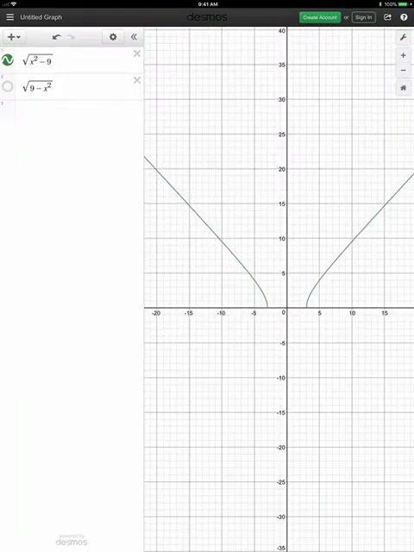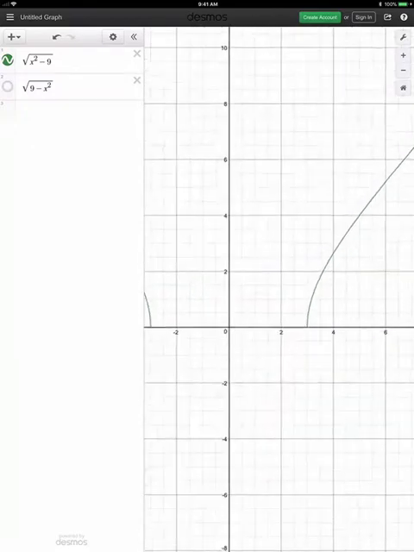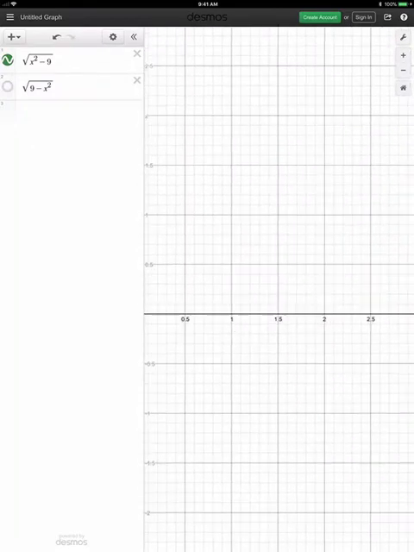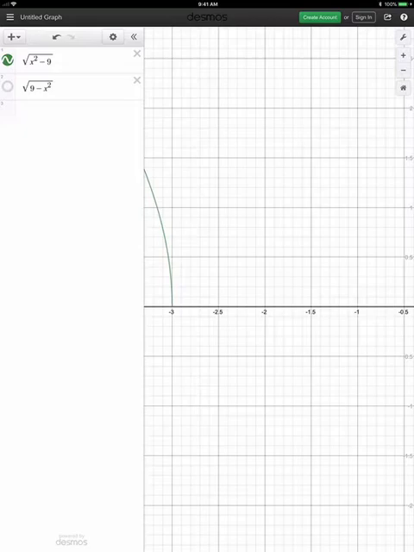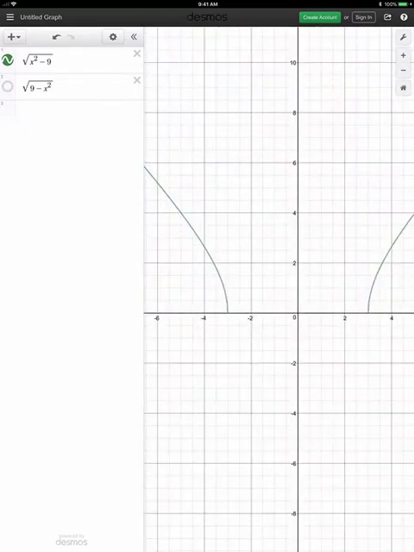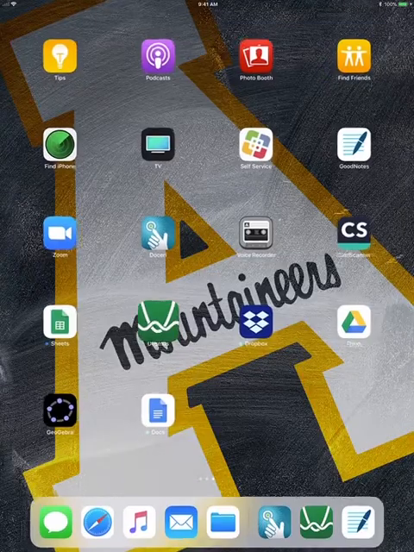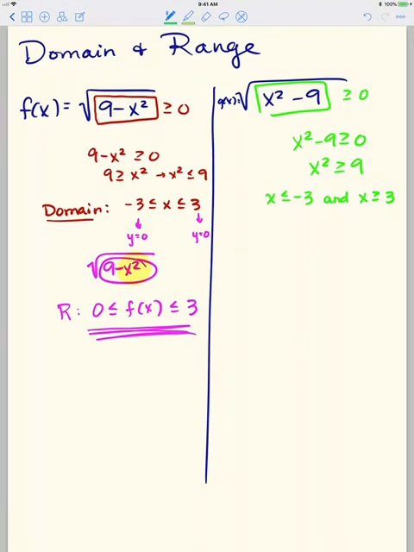They're like little square root functions that shoot off to the left and the right, and they don't start until 3 and negative 3 on the x-axis. So then we go back to the function. There's our domain: x is less than or equal to negative 3, and x is greater than or equal to 3.